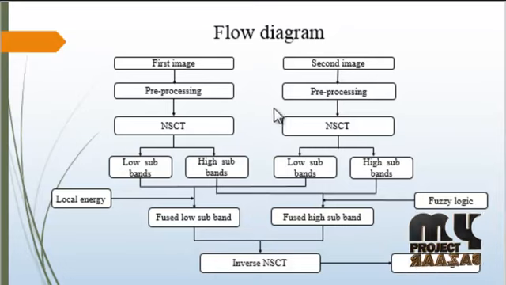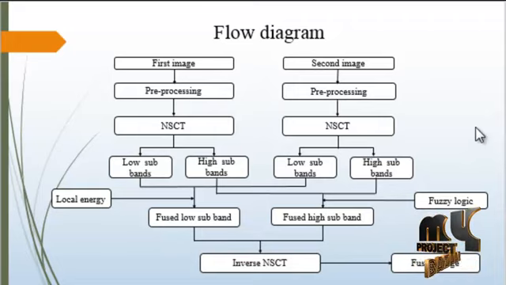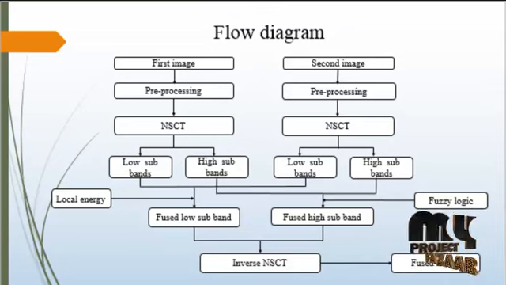And then pre-processing. Both images are taken for pre-processing. Pre-processing is nothing but grayscaling and resizing of the image. The input image is converted into a grayscale image and then resized. A grayscale image is simply one in which the only colors are shades of gray. In computer graphics and digital imaging, scaling refers to resizing of a digital image.